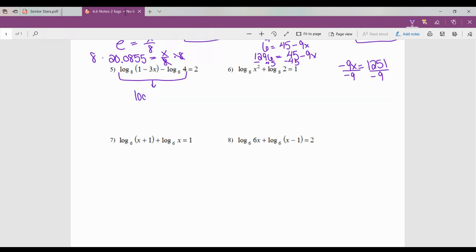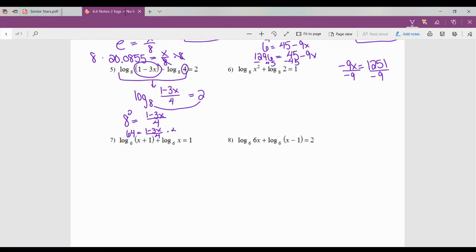So log base 8. And now I'm going to take this 1 minus 3x and this 4, and because it's subtraction, I divide, equals 2. Now it's 1 log equals no log, so I swoop: 8 squared equals (1 minus 3x) divided by 4. So that's going to be 64 equals (1 minus 3x) divided by 4.